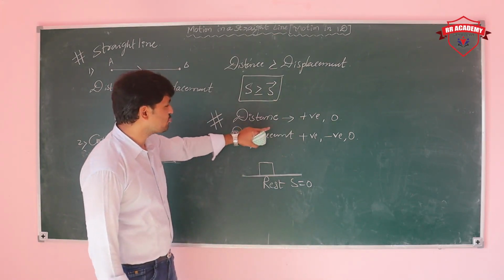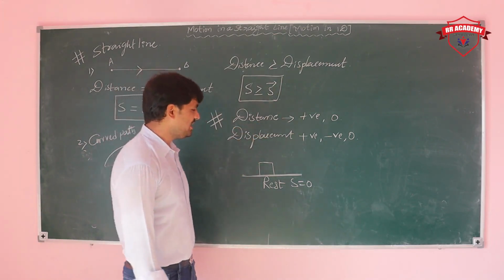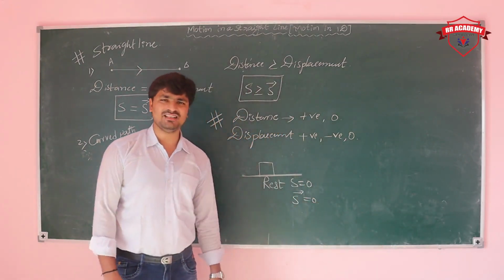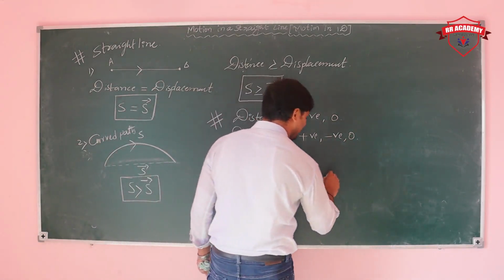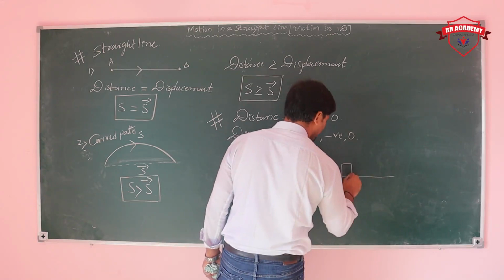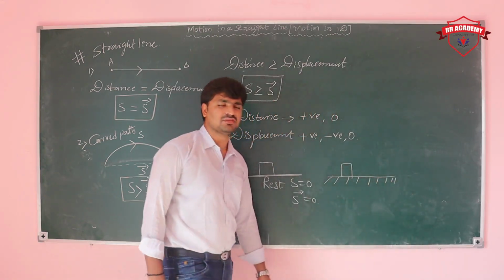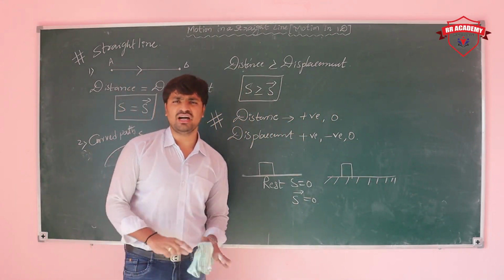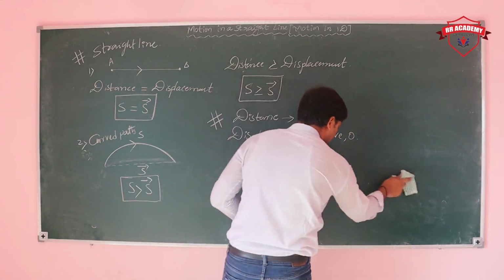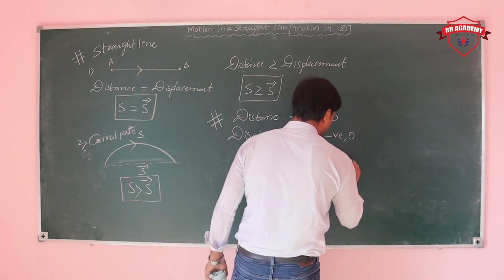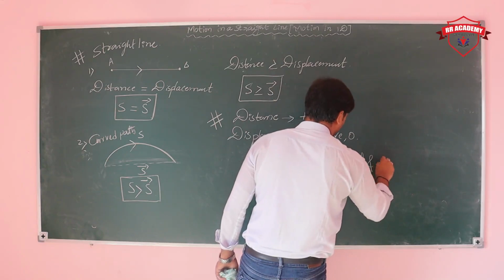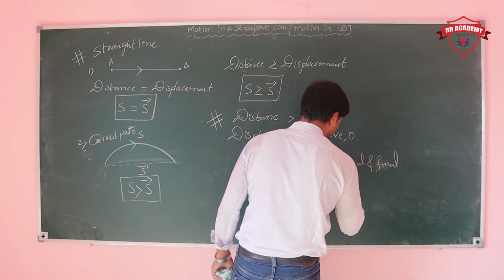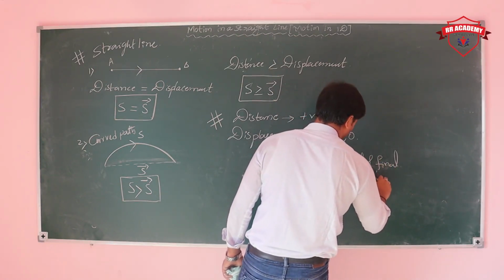But what are the possibilities for displacement to become zero? If the particle is at rest, displacement is zero. And if the particle returns to the initial point, that is another condition for it to become zero: if the initial and final points both coincide.